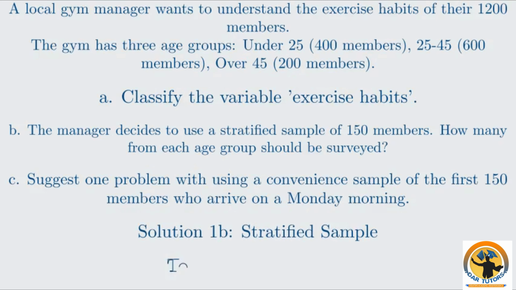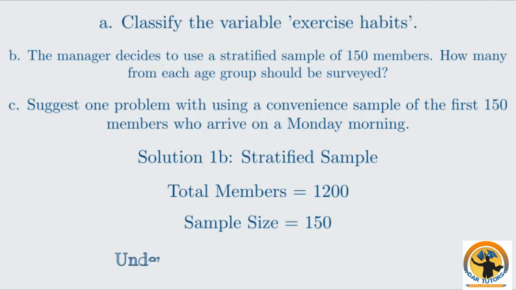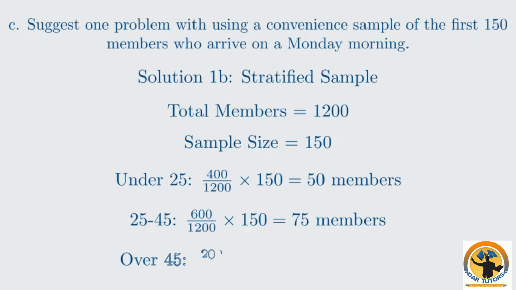For Part B, we need a stratified sample of 150 members. This means we must select a proportional number from each age group. The total number of members is 1,200. First, we find the proportion of each group. The gym manager should randomly select 50 members from the under 25 group, 75 from the 25-45 group, and 25 from the over 45 group.